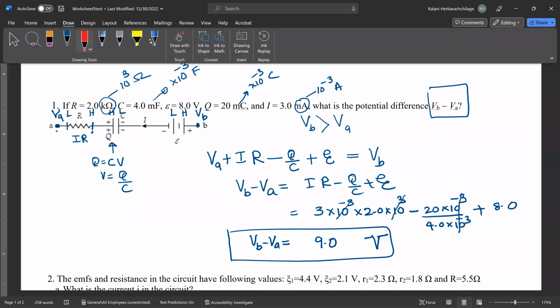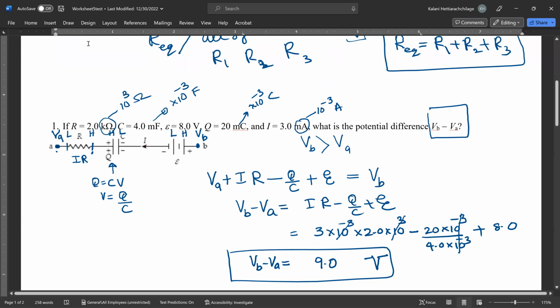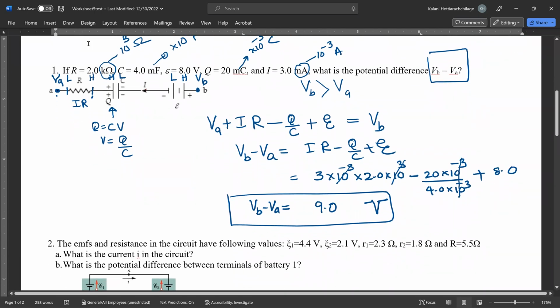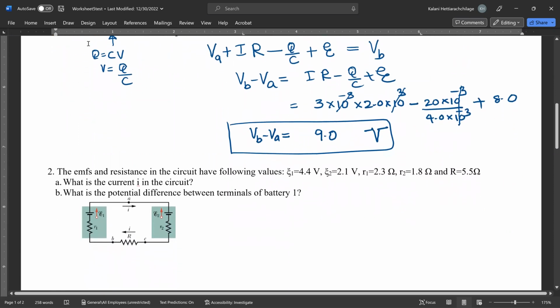Okay, so that's totally conceptual, that you need to understand how your circuit will actually work, right? That's the idea about that problem. Okay, so now let's move into the second question.